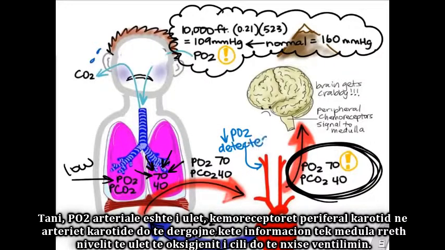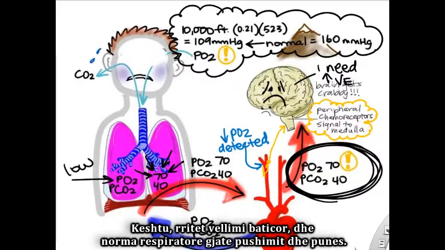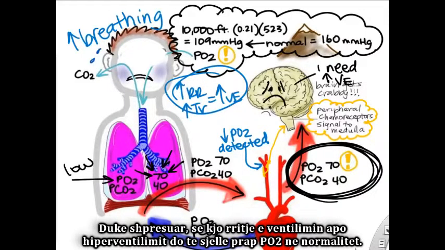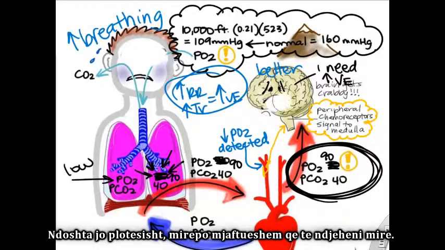The carotid peripheral chemoreceptors in the carotid arteries will send that information about your low oxygen back to your medulla, which stimulates increased ventilation. And so you'll increase your tidal volume and your respiratory rate during both rest and exercise. Hopefully that increased ventilation or hyperventilation will bring your PO2 back up towards normal. Maybe not quite all the way, but at least close enough to make you feel better.